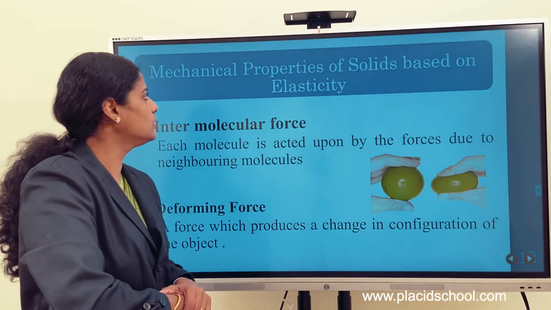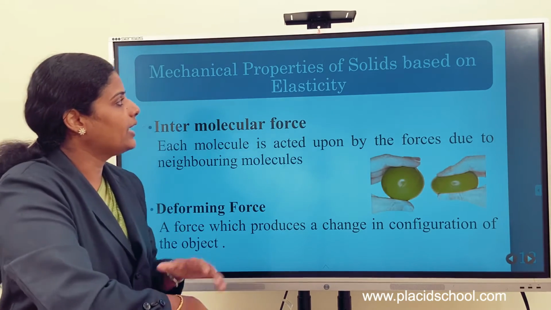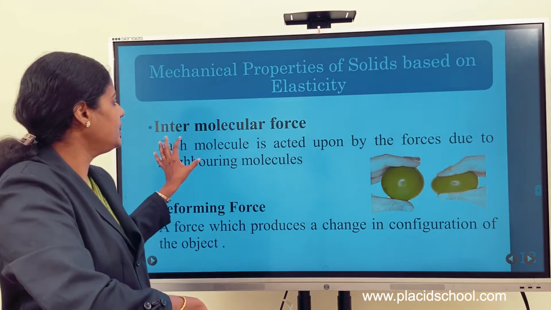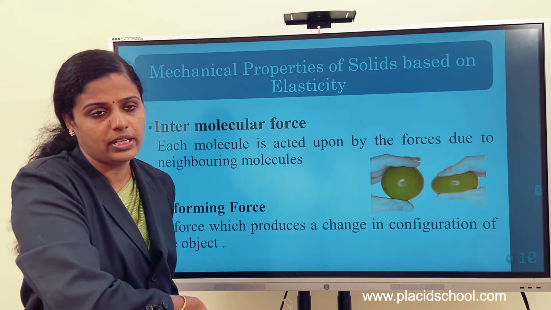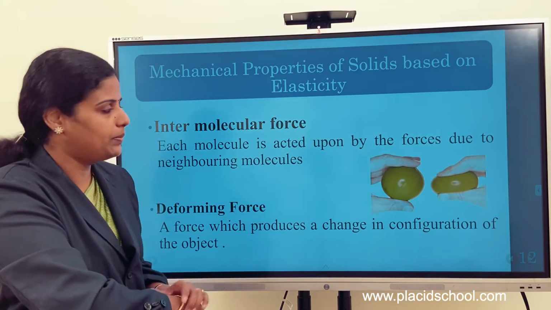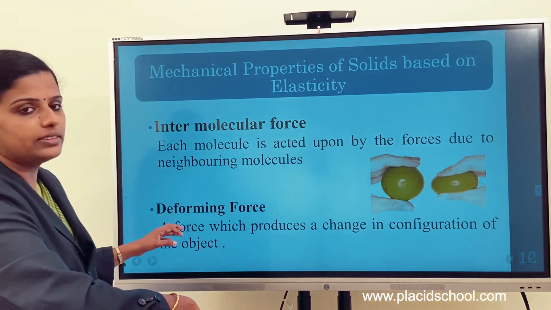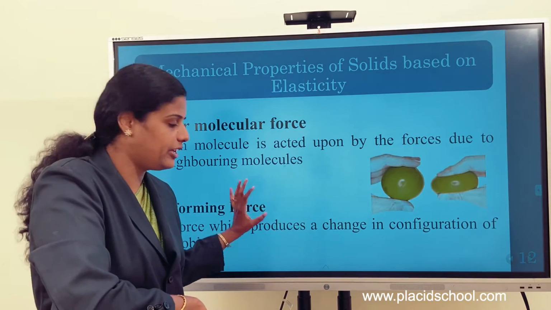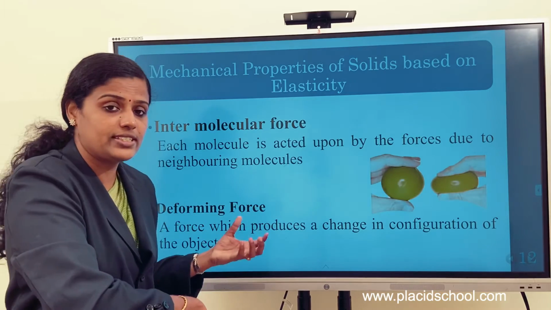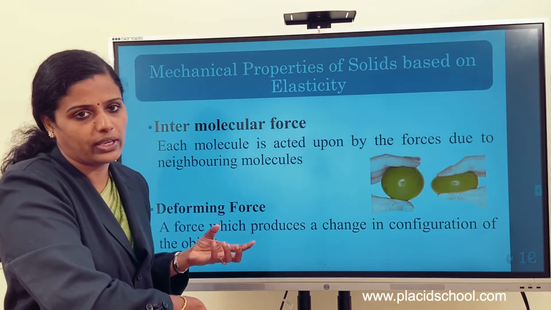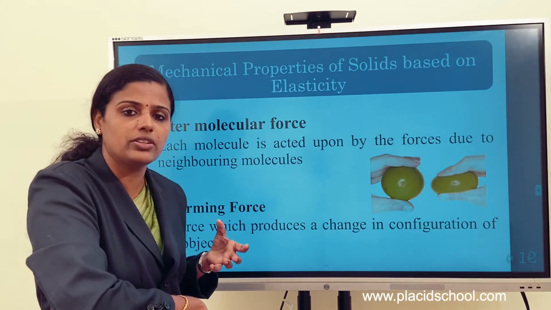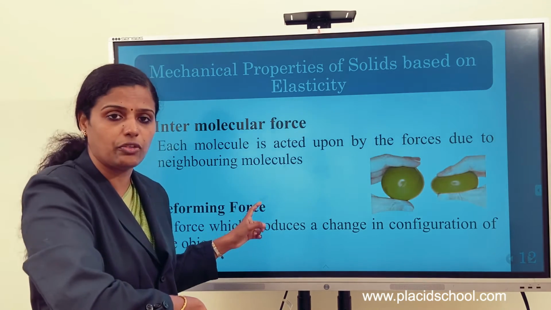And now we are going to see some of the mechanical properties based on elasticity. We already discussed the intermolecular force. It is the force of attraction between the atoms or molecules in the neighboring area. And next is the deforming force. It is the force which changes the configuration of that body, or the applied force which gives the change in the configuration of the body; that is the deforming force.